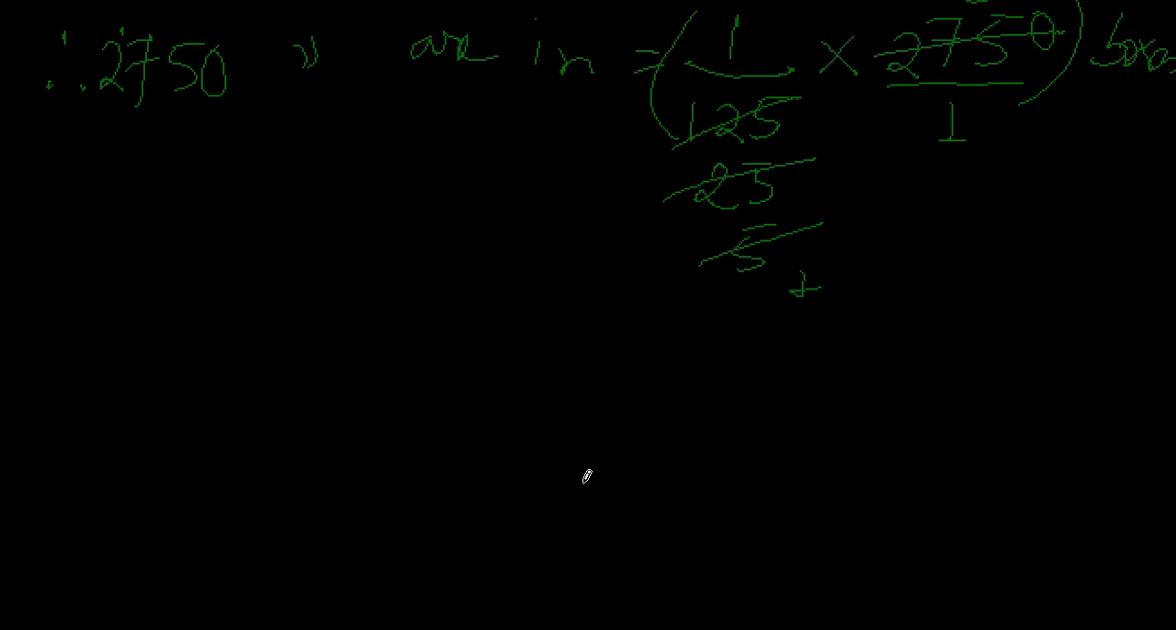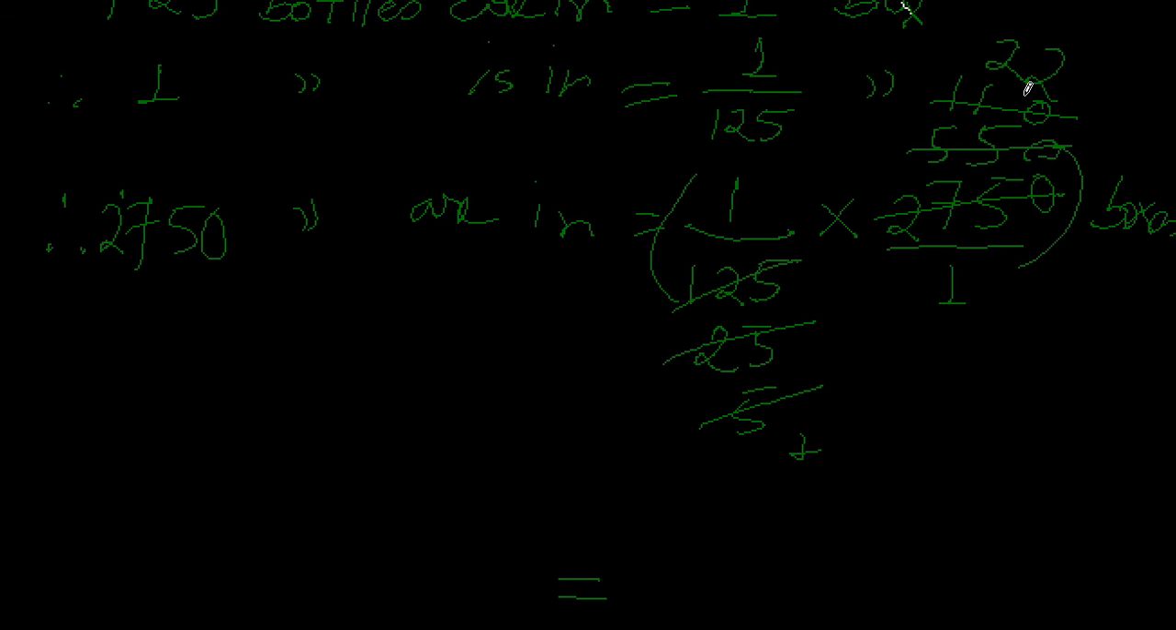So I am left with, what's the number I've got? I've got 22. 22 boxes are required. It's clear how I have got this derivation and with what did I divide.